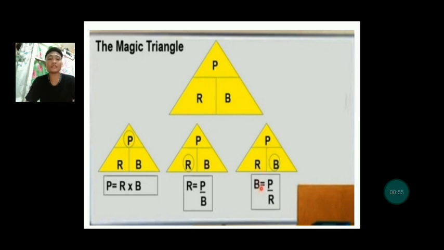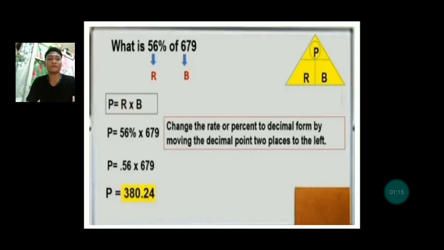So what are we looking for here? The percentage. The next formula is R is equal to P over B. Here we are looking for the rate. The next formula is B is equal to P over R. Here we are looking for the base. So let's proceed to the problem. What is 56% of 679? What we are looking for here is the percentage.